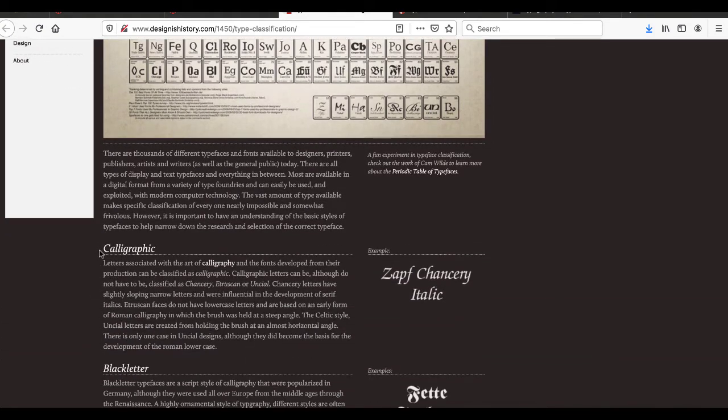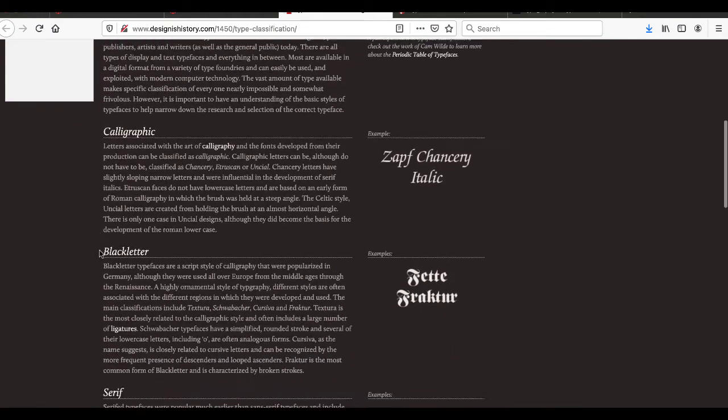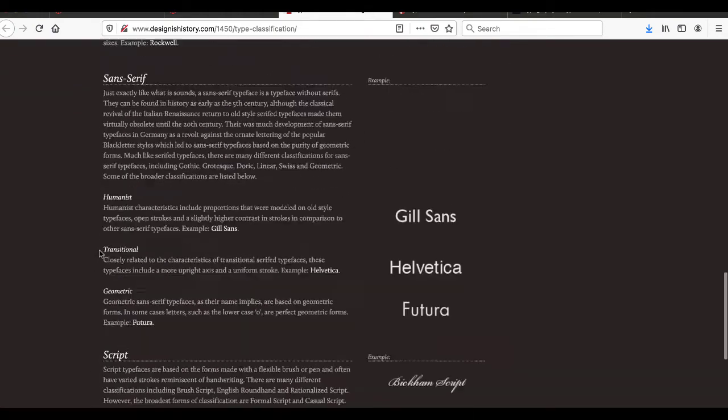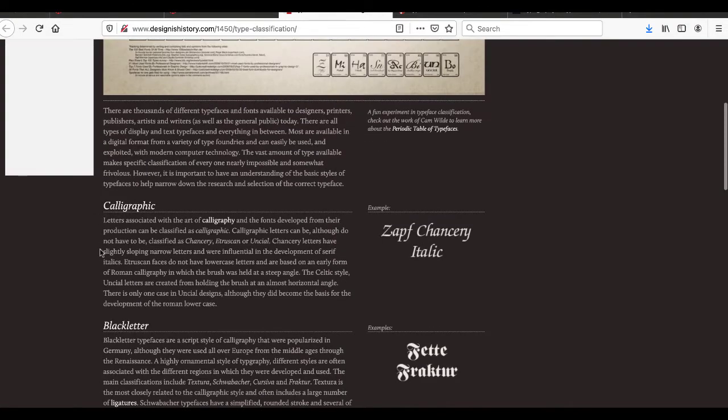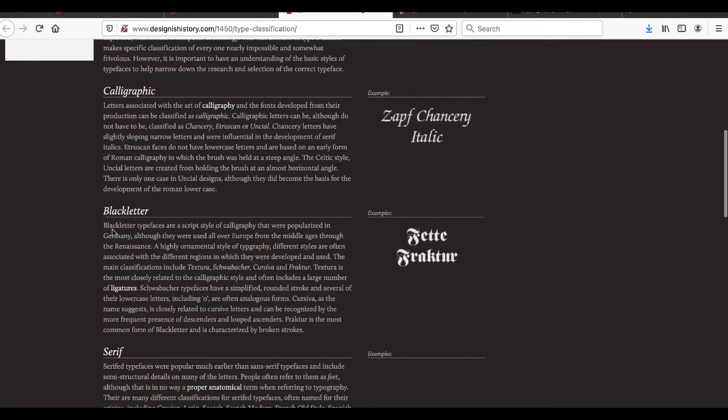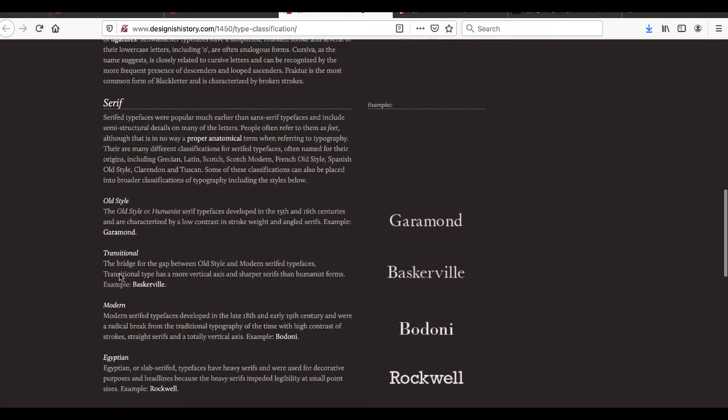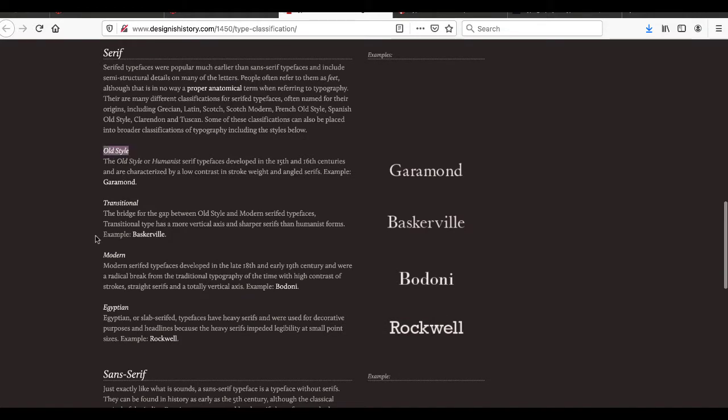So, this site breaks it down into black letter, calligraphy, serif, sans serif, script, pixel, decorative. Okay? Important to think of these. Black letter, remember we talked about this a little bit earlier with history. Serif, now serif, they break into old style and modern, which are going to be two that we're going to be dealing with.